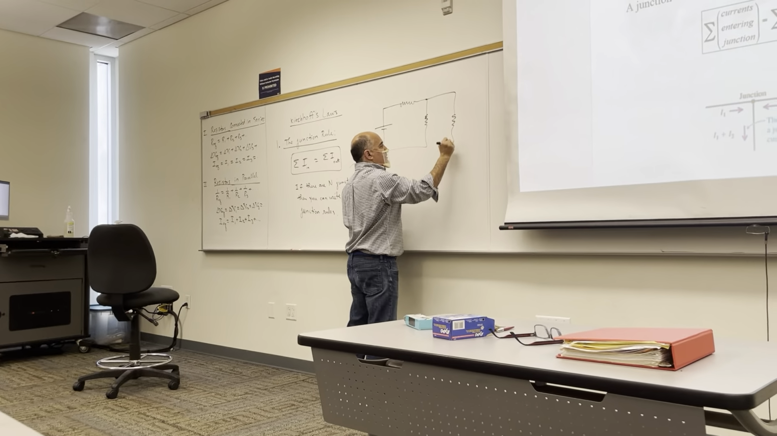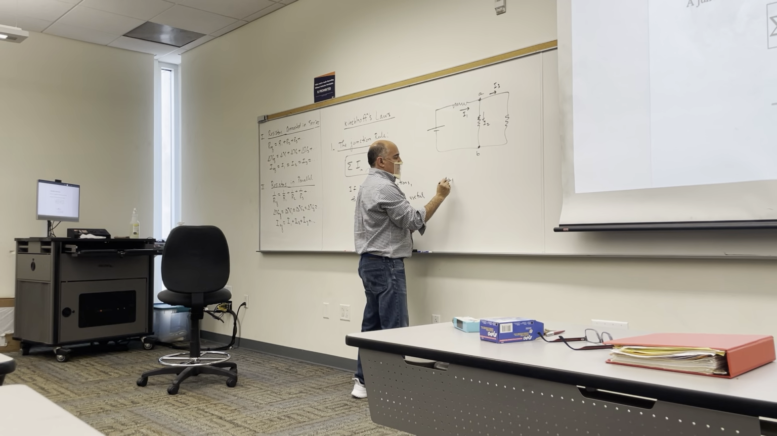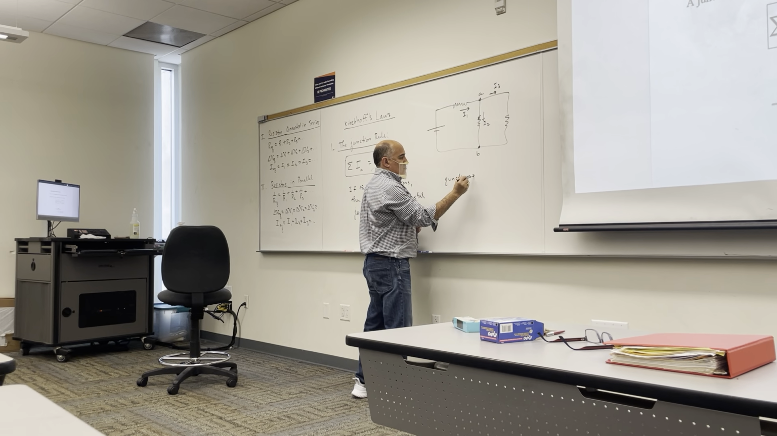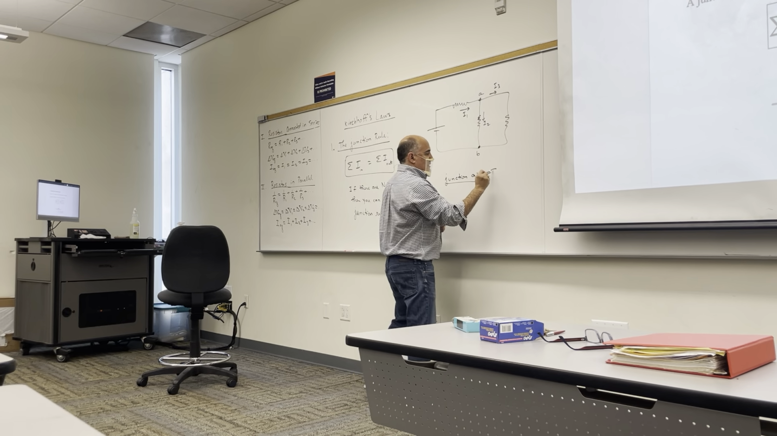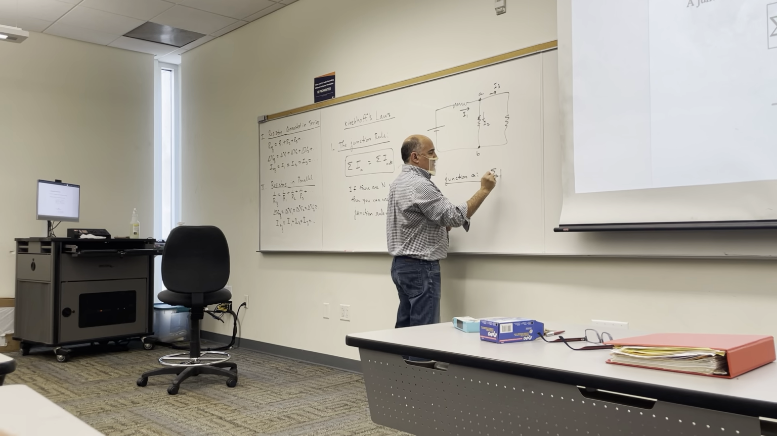Why? Because suppose I didn't know the value of this current, and I called it I1, and I call this one I2, and I call this one I3. If I consider junction A, the sum of the currents going in equals the sum of the currents going out. So what would I write down as my formula relating those three currents? You'd say I1 equals I2 plus I3? Exactly.